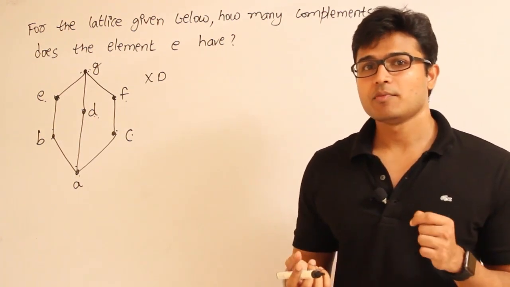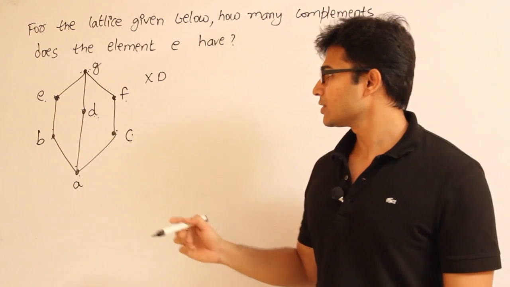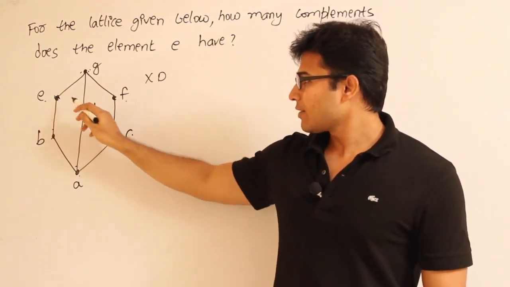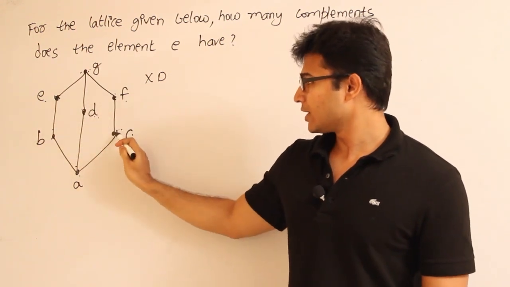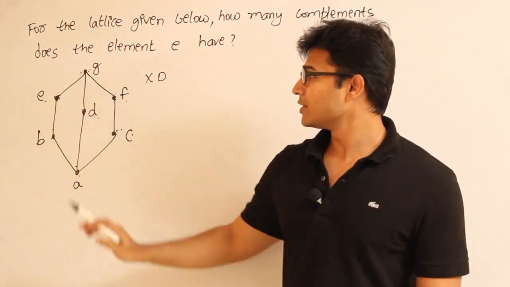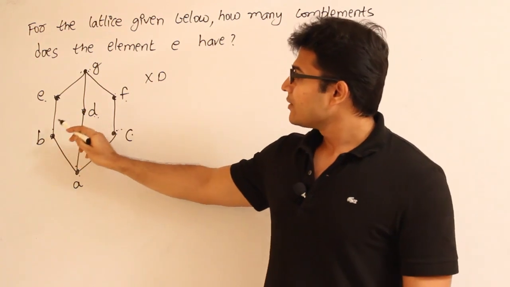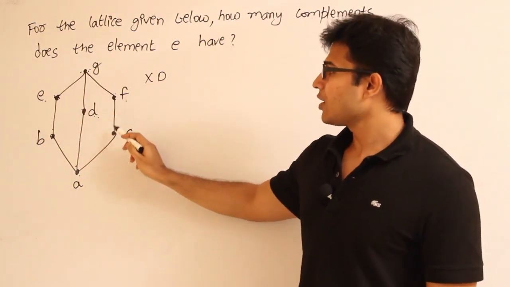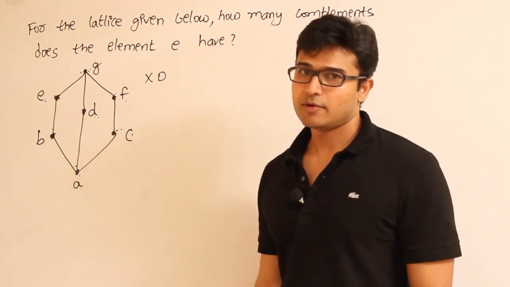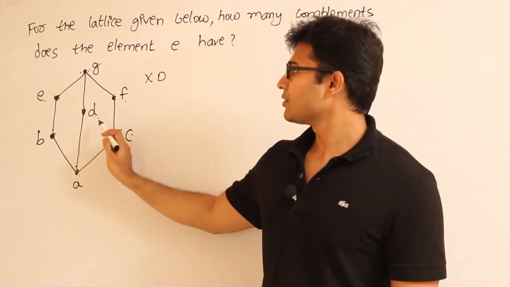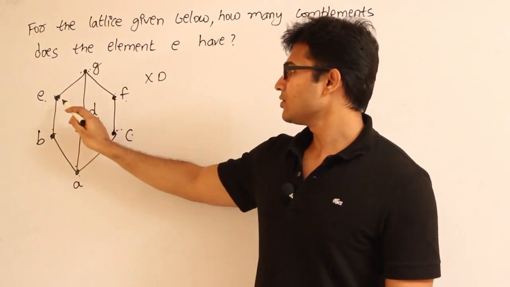How can we know that a lattice is complemented? If there exists at least 1 complement for every element, then we can say that it is a complemented lattice. Let's see this one. E is having complements D, F and C, and D is having complements E and F and C, and similarly C is also having a complement E. And what about B? B is also having a complement, because you can take either D or F or C. And similarly C is also having a complement, either D or E or B. F is also having a complement, either D or E or B.